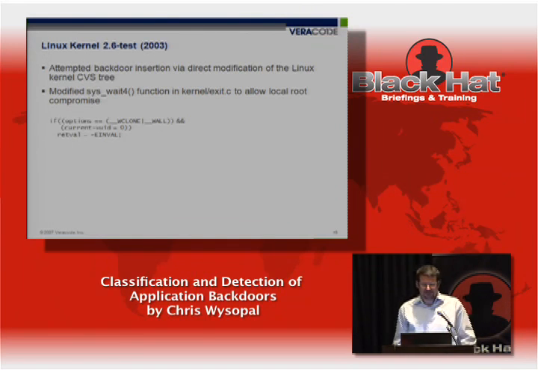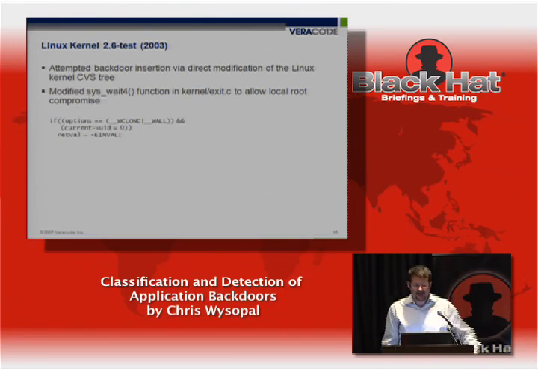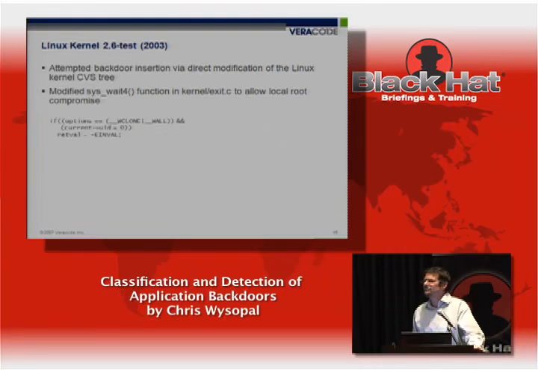So the first case we could find of this was in the Linux kernel in 2003. Someone attempted, they directly modified the kernel CVS tree. So they had some vulnerability in the system that was housing the CVS tree for the kernel, and they directly manipulated the file, and they made this change. It's only 3 lines of code. Can anyone find the backdoor change in there?